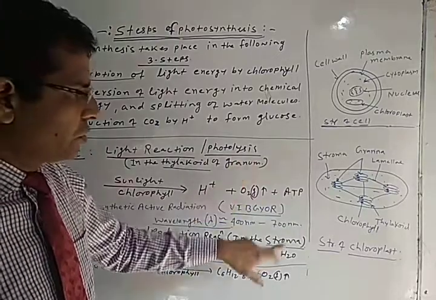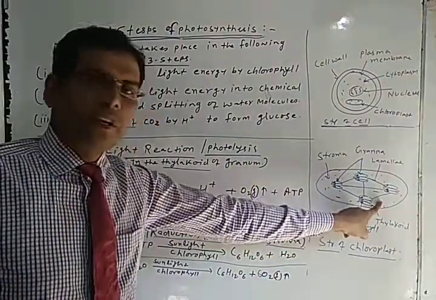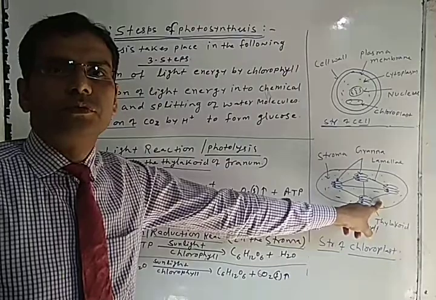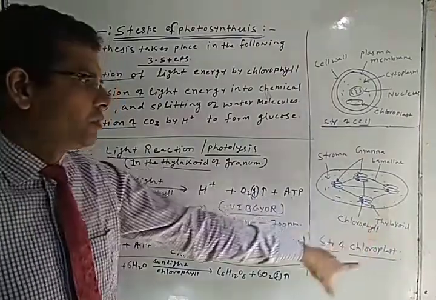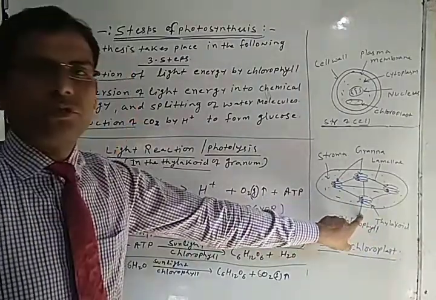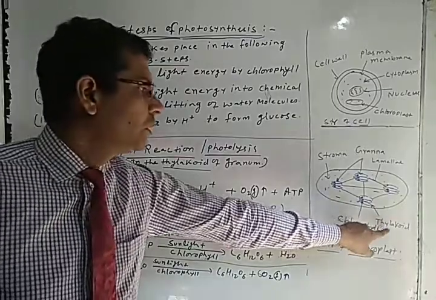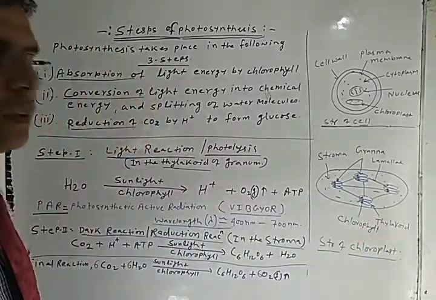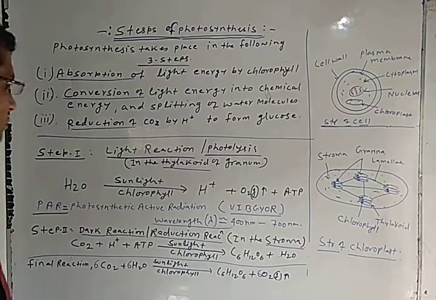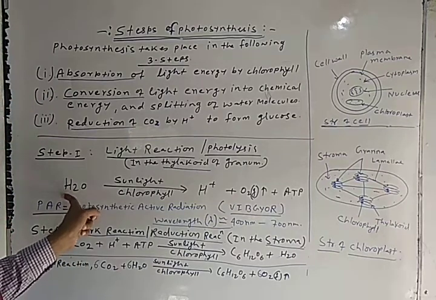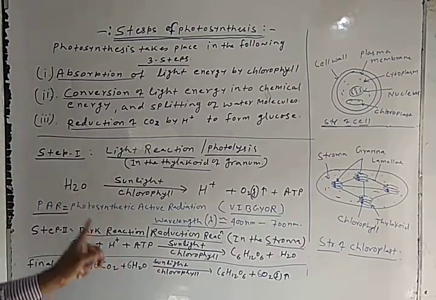Where is the thylakoid in the chloroplast? Here is the thylakoid. It is the part of chloroplast. Here the chlorophyll is present, so the light reaction occurs in the thylakoid of granum. What happens in the light reactions? Let us see.